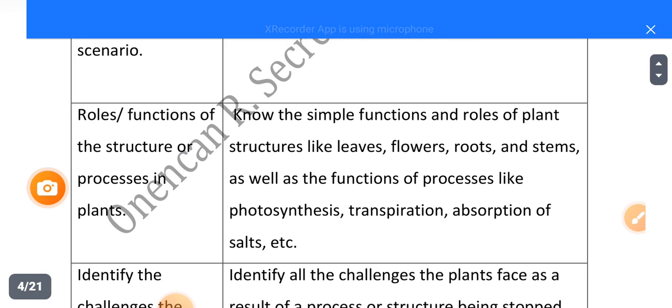Now, from there, they can also ask you about the roles, or functions, of the structures or the processes in what? In plants. Then they want to know the simple function and roles of plant structures like leaves. You have to know what is the function of the leaves to a plant, what is the function of the flower to a plant, what is the function of roots to a plant, and the stems as well. So these processes are like, in leaves there is photosynthesis, transpiration, absorption, etc.